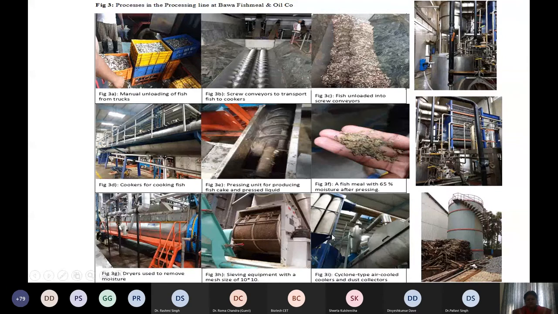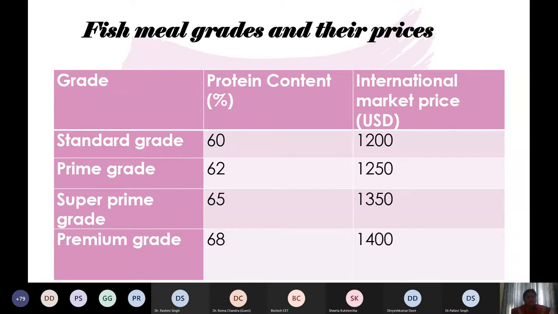So fish meal grades: depending upon the quality, the fish meal can be graded depending upon the protein content. A standard grade contains about 60% protein. The prime grade contains 62% protein, super prime is 65%, and premium grade is 68% protein. So depending upon the protein content, the fish meal is graded, and accordingly prices are assigned to the produce you are getting from the waste material.